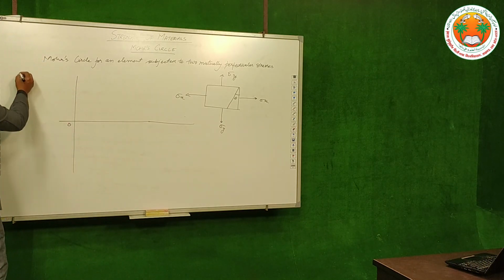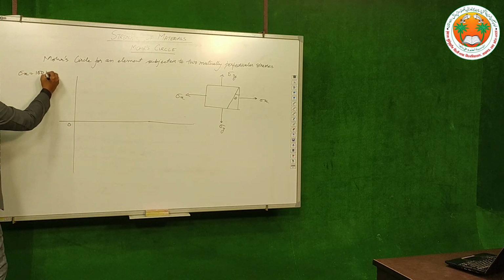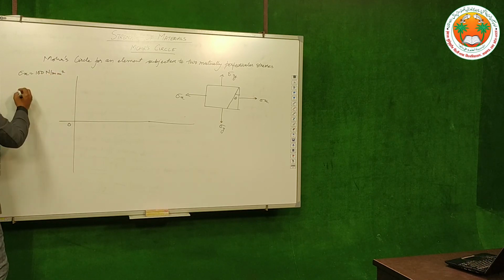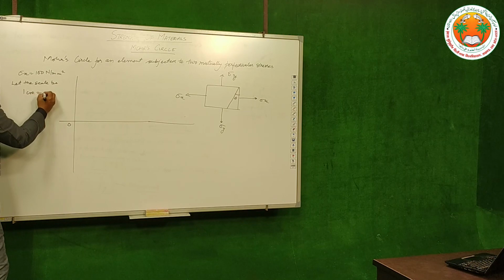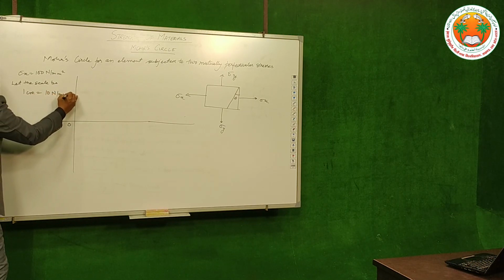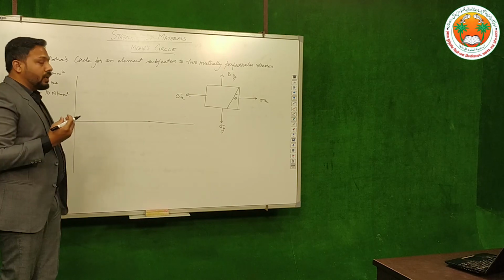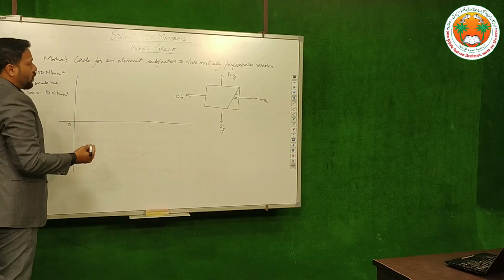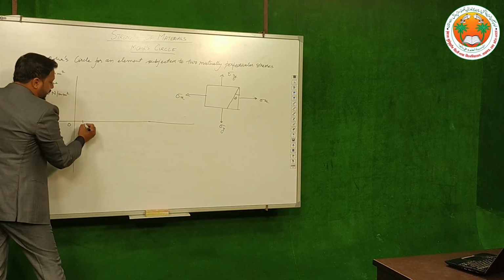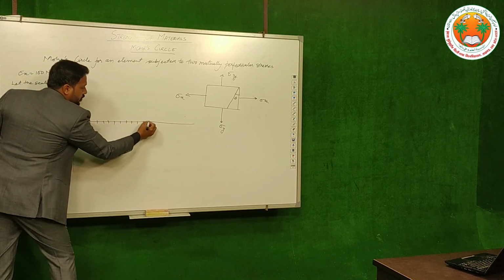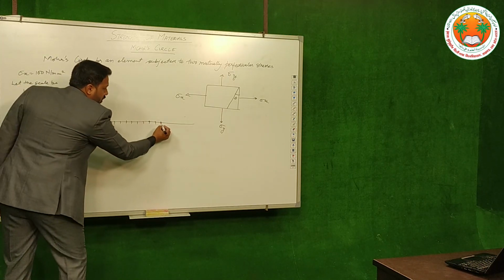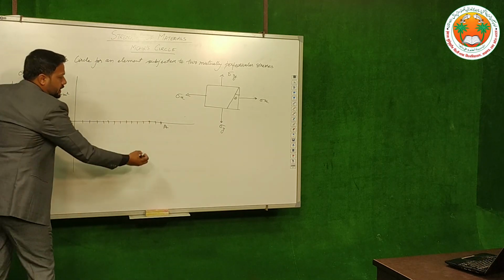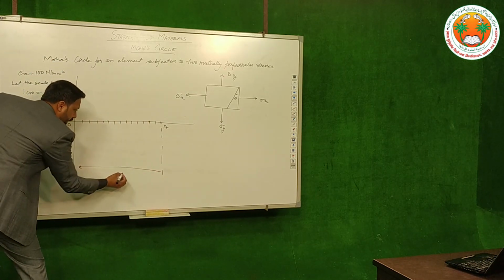For example, if sigma x is 100 Newton per mm square, let the scale be 1 centimeter equals 10 Newton per mm square. So every centimeter will show 10 Newton per mm square. After pointing out the value of sigma x along the x axis, we will mark it as A. This will be the value of sigma x.